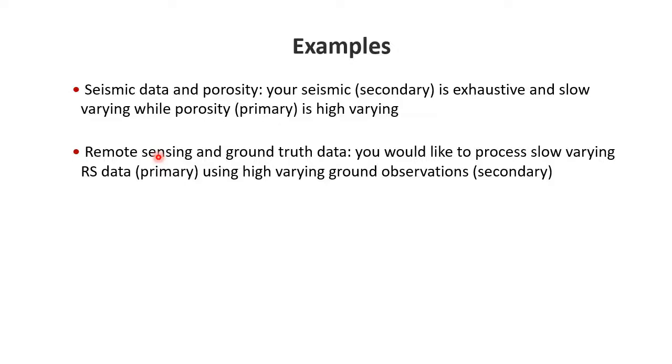In remote sensing, however, it's the opposite. Our remote sensing image needs to be processed. And so our target is a remote sensing image, which is then slowly varying. And we may have some ground truthing observations that are highly varying. Somebody goes on the ground and makes observations. And so then we have a much more highly varying truth data. And so that means our primary data is slowly varying and our secondary data is highly varying. So we have to keep those in mind because they will lead to different modeling assumptions.